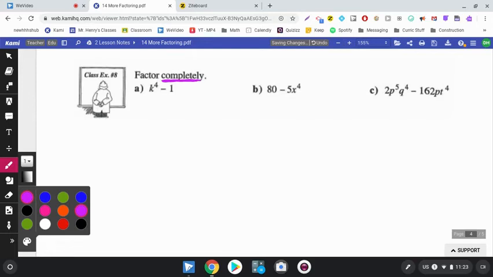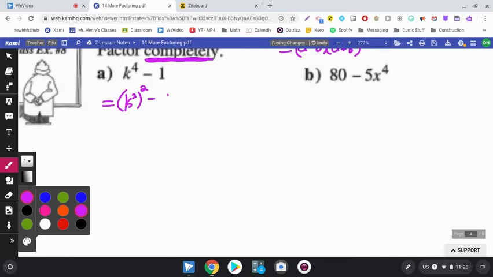Well, k to the 4 minus 1 is a difference of squares. And remembering a squared minus b squared, I get a minus b times a plus b. Okay, so k to the 4 is just k squared squared. And 1 is a great number because it's just 1 squared. 1 is fantastic. So I can actually factor this, I have a squared minus b squared. So a minus b times a plus b.